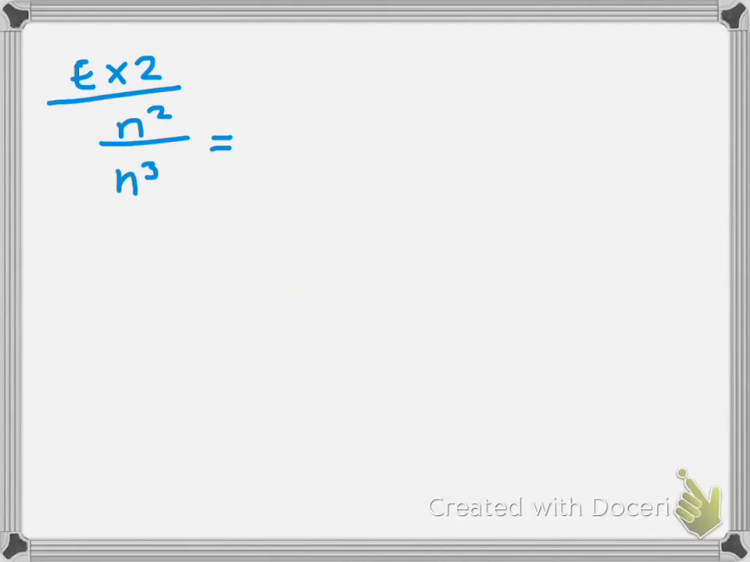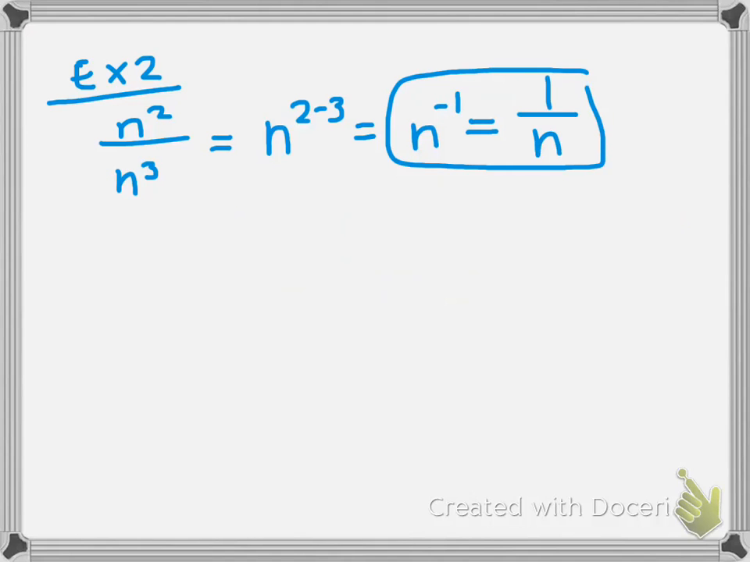Example 2, n to the second divided by n to the third. We know when dividing, you subtract the exponents, so that's 2 minus 3, and we get n to the negative 1 power. And that's going to be the same as 1 over n. Let me show you why that is.